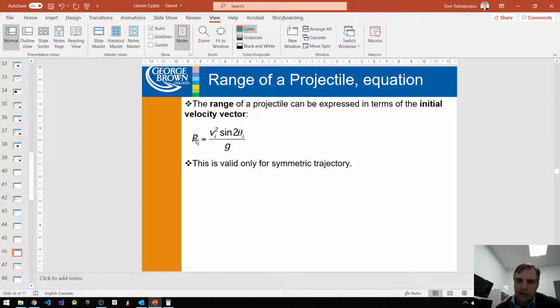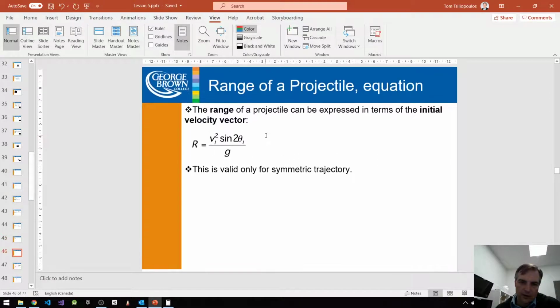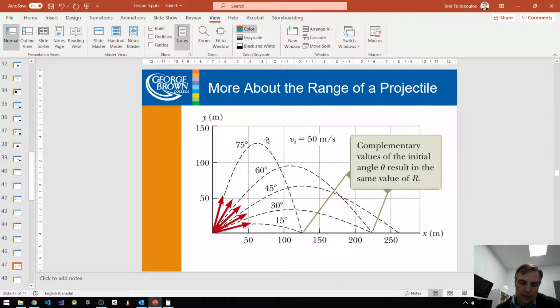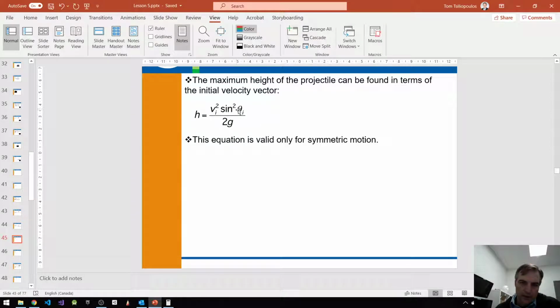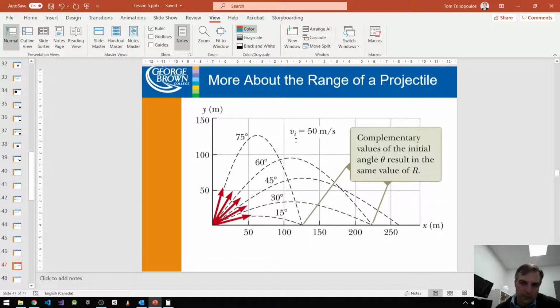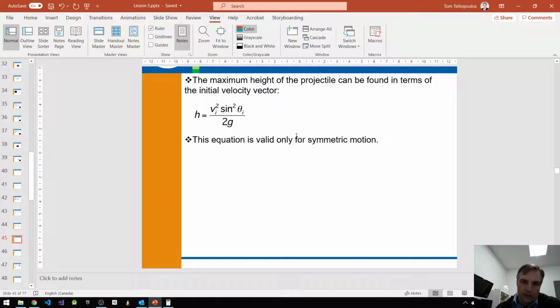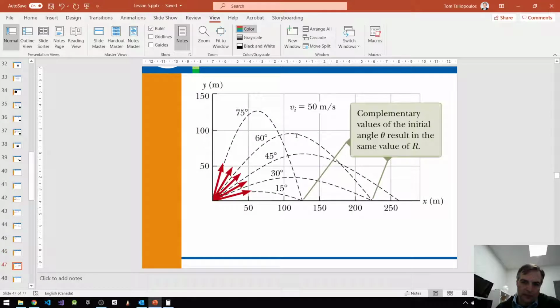Total range then would be similar. The range would be equal to vi squared times sine 2 theta over g, based on the velocity this time. This one was based on the velocity. Notice the same. So same equation, isn't it? The only difference is that the height has 2 times gravity, whereas the range, how far it goes, is only 1 times gravity, with 2 times the angle.